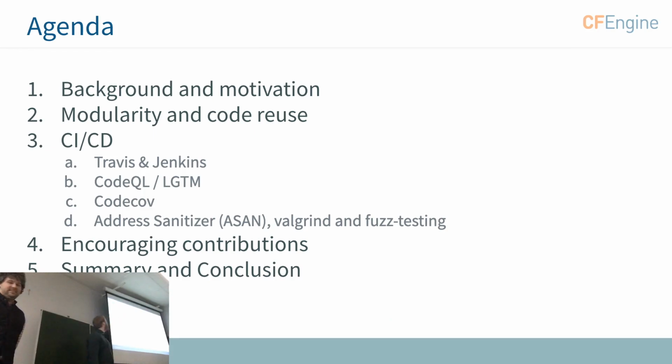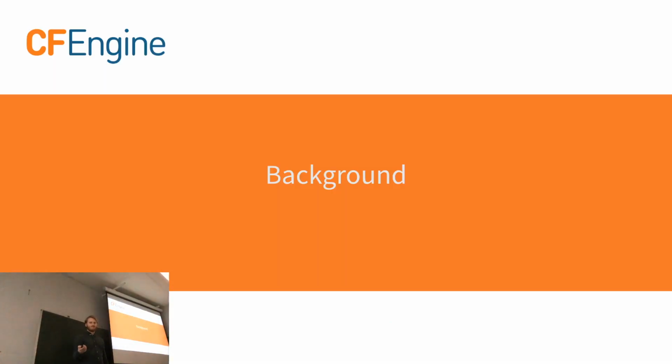Okay, here's the agenda for this talk. We'll go through some background and motivation, why we're talking about this, why we did this, and so on. Then we'll have three main areas of focus for the talk, and then a summary and conclusion in the end. The biggest part of this talk is about CI/CD, and most of it is not really CFEngine specific. So, some background.